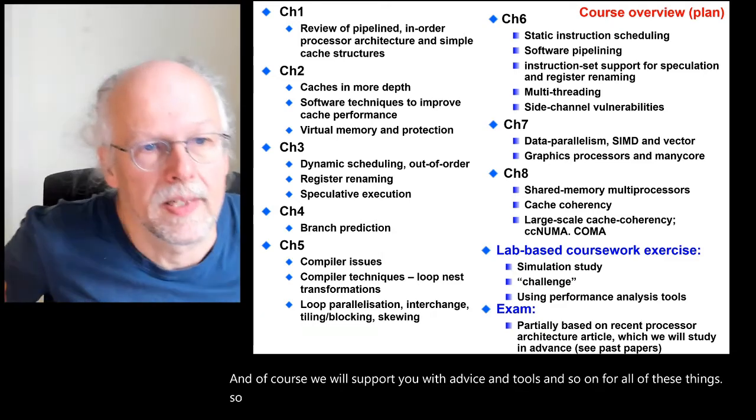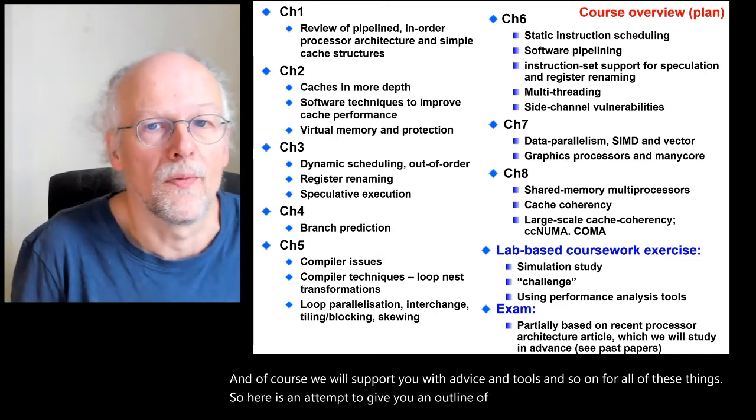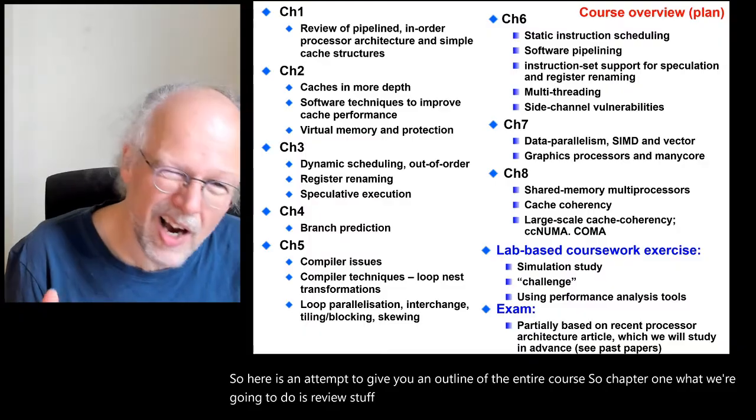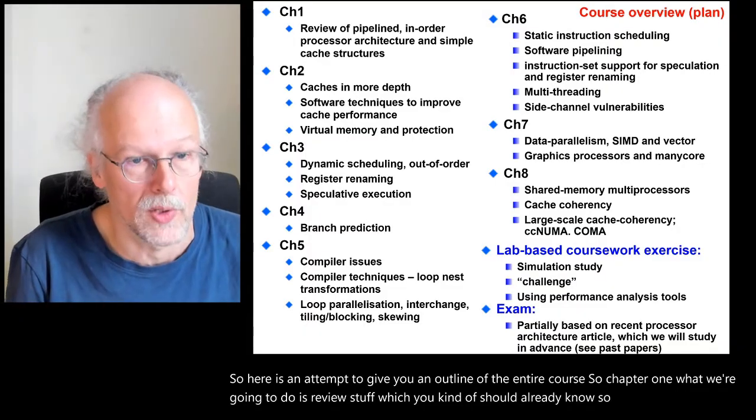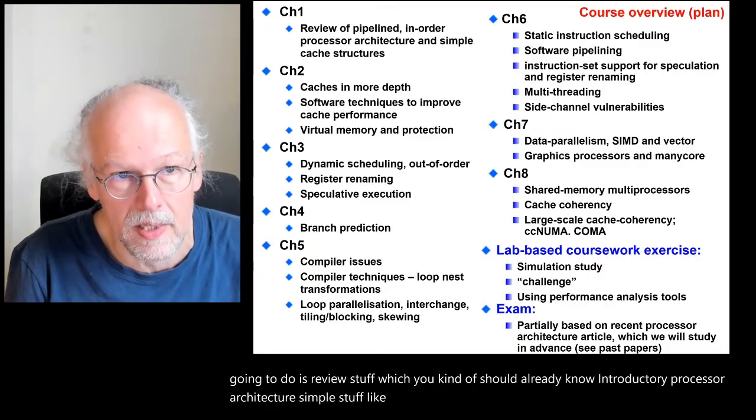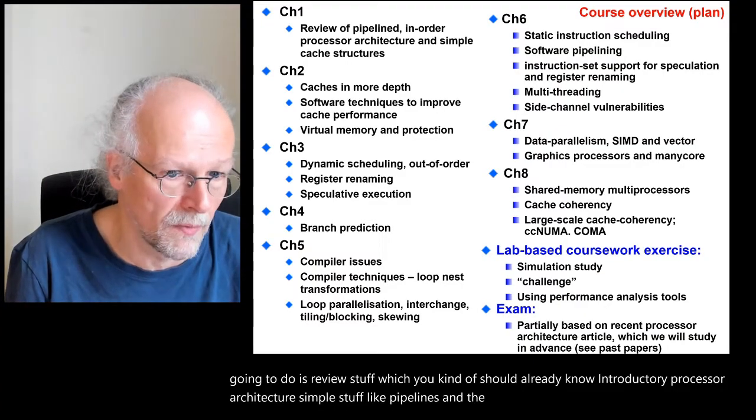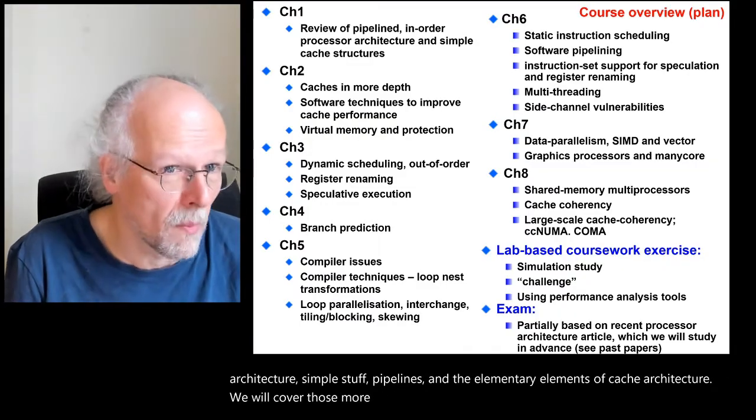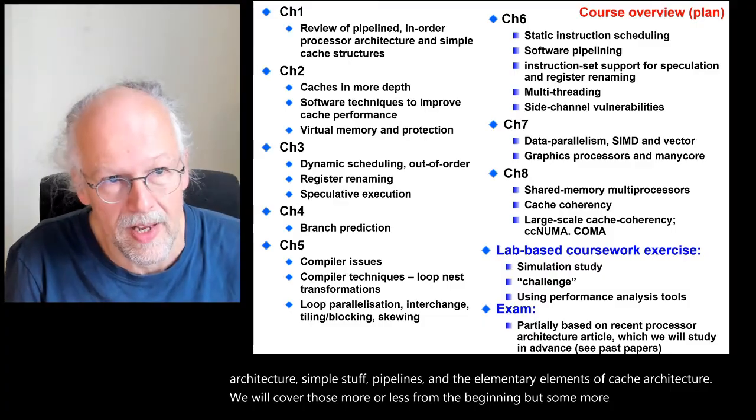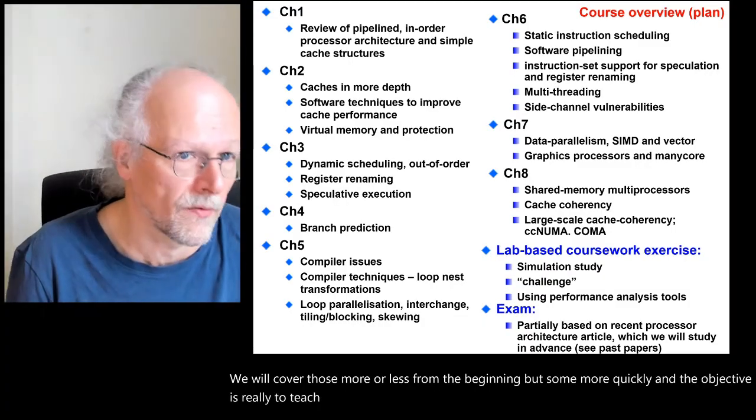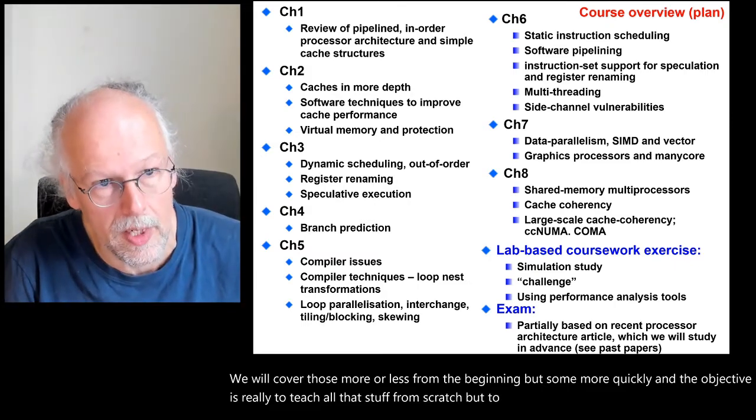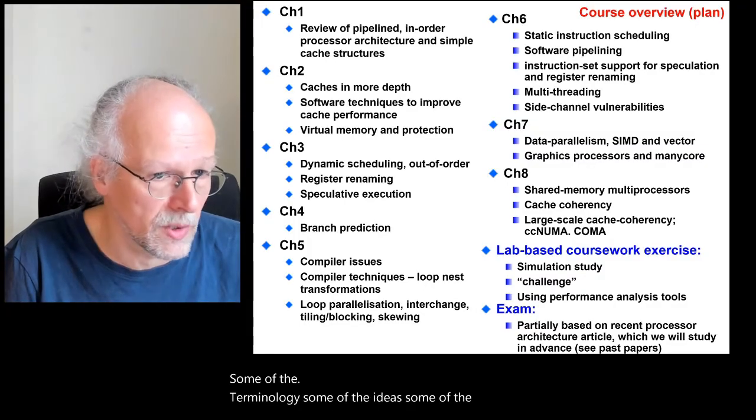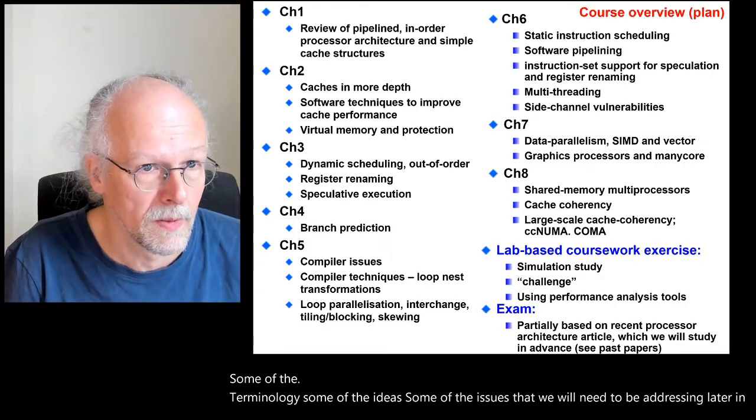So here's an attempt to give you an outline of the entire course. So chapter 1, what we're going to do is review stuff which you kind of should already know. So introductory processor architecture, simple stuff like pipelines and the elementary elements of cache architecture. We will cover those more or less from the beginning, but somewhat quickly. And the objective is really not to teach you all that stuff from scratch, but to establish, by looking at these simple ideas, some of the terminology, some of the ideas, some of the issues that we will need to be addressing later in the course.